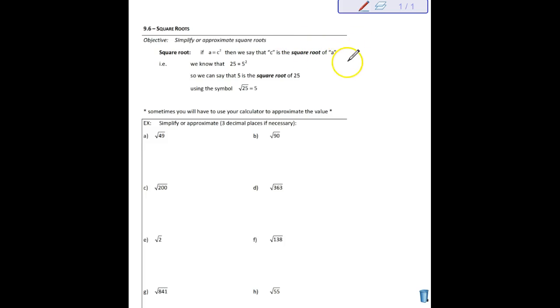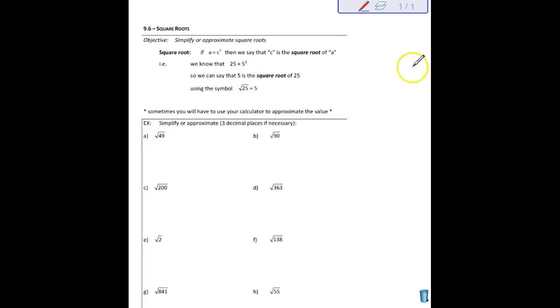So let's look at an example that we know. 25 is equal to 5 squared, right? 5 times 5 gives us 25. So we can say that 5 is the square root of 25. And we use this symbol here, square root symbol, so square root of 25 is equal to 5.